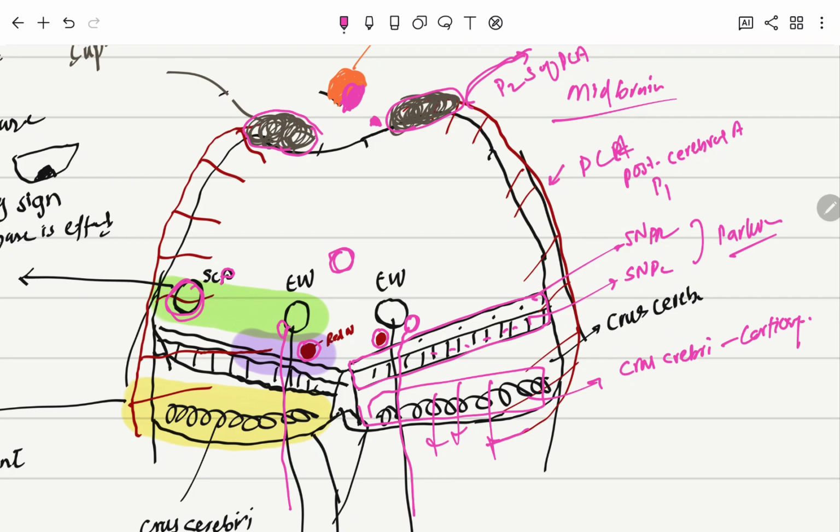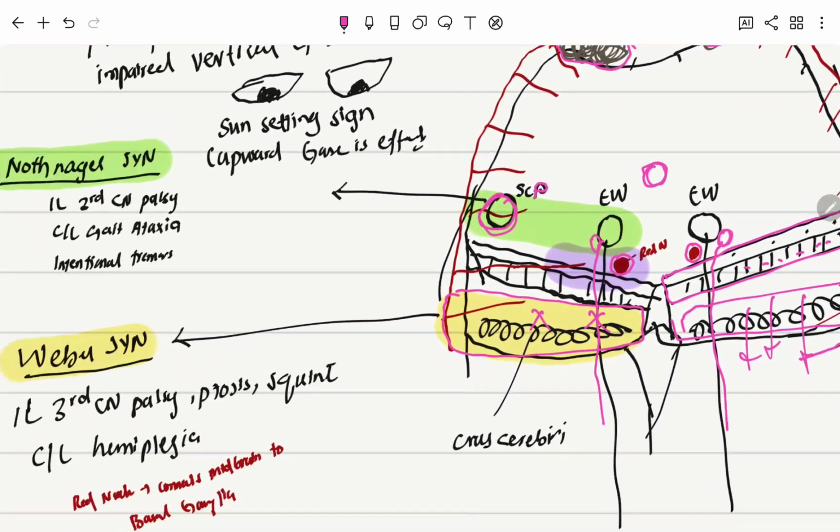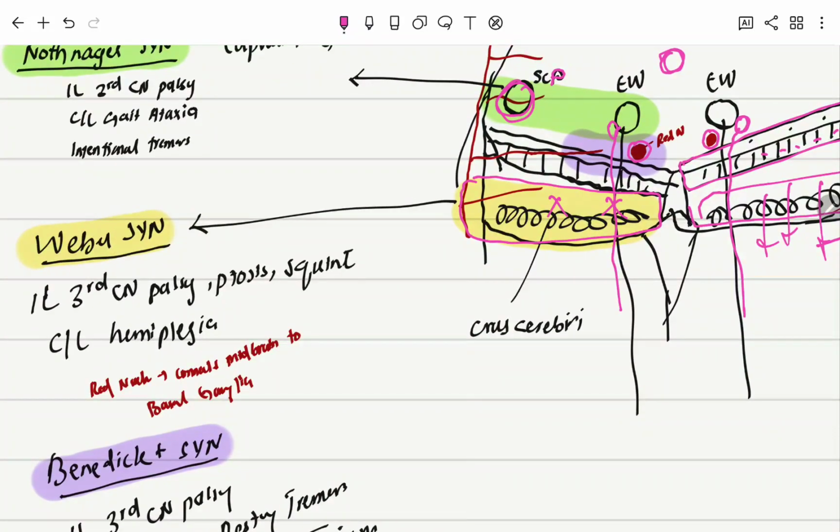So what happens if I have drawn an infarct here. If this branch of the P1 PCA is involved, what's going to happen, we'll have the third cranial nerve palsy, and then we'll have the contralateral hemiplegia, right? So this syndrome is called the Weber syndrome, right?